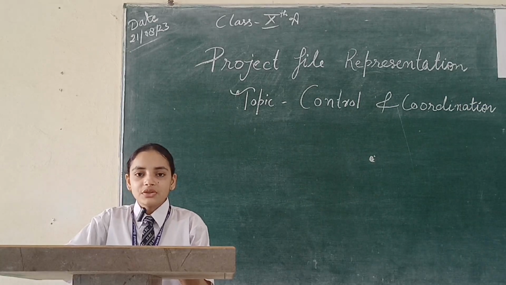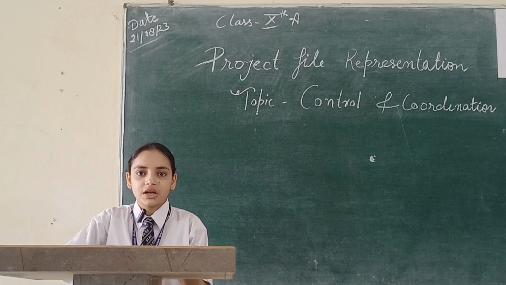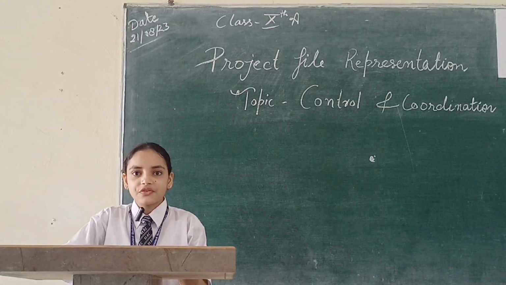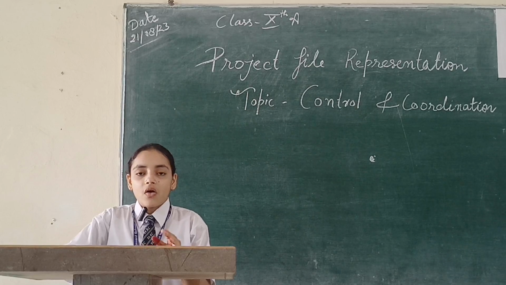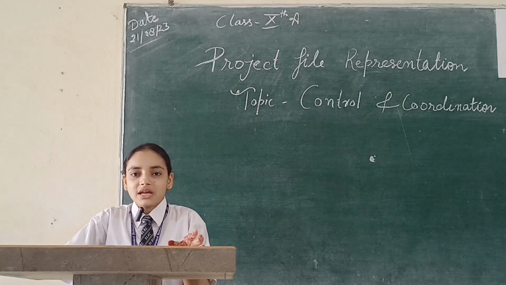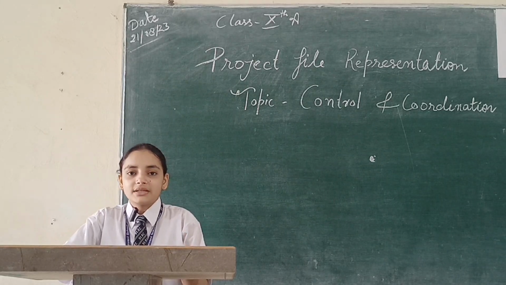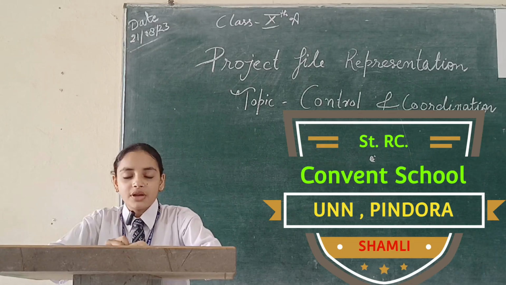Today I am here to discuss my project, which is about control and coordination. So let's begin with the introduction of control and coordination. What is control and coordination? All organisms, including plants and animals, respond to sudden changes, or stimuli, in the environment, and this happens by a system of control and coordination in the body.